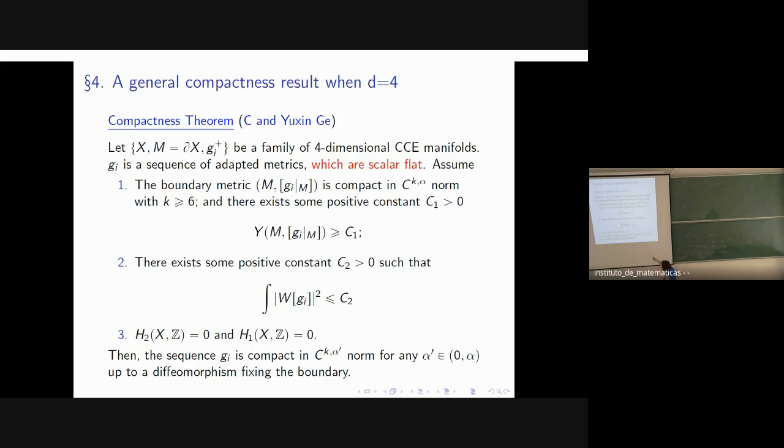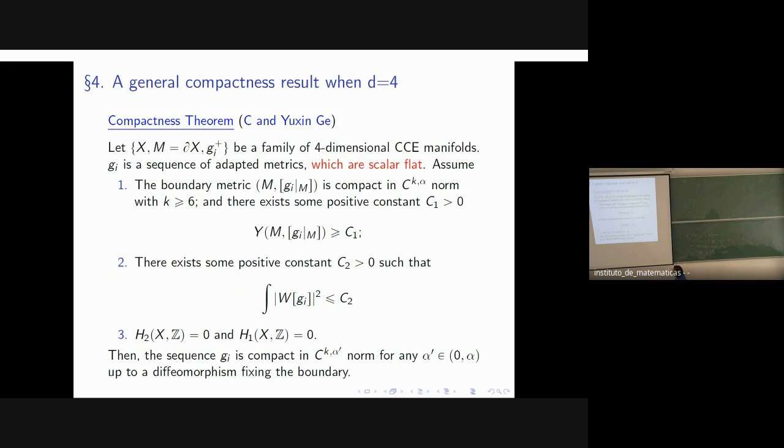And that's this topology: you put it on H1 and H2. The homology is 0, and that prevents the interior blowout. And the first two conditions would prevent the boundary blowout. Okay, so that's our compactness result.